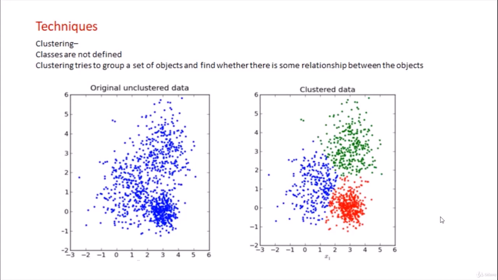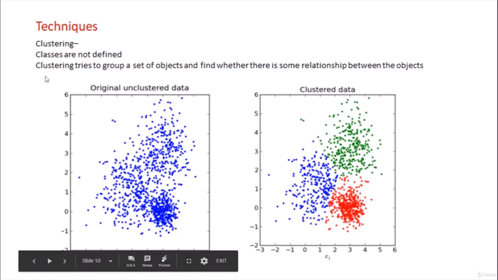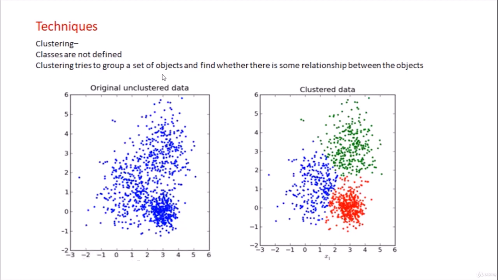Hello there, welcome back. In this lecture we will be learning about clustering. What clustering really does is it tries to group or cluster a different set of objects together based on their properties. Suppose you have some raw sales data where there are many objects. The clustering algorithm tries to group the data into different clusters based on their similar properties. In clustering there are no classes defined, and it tries to group a set of objects and find whether there is some relationship between them or not.